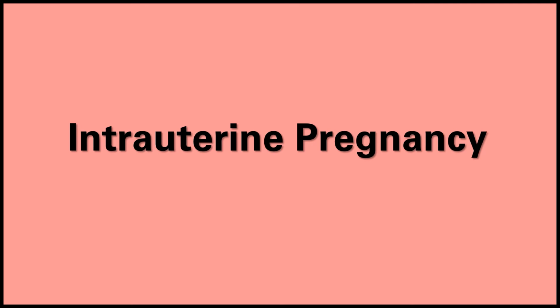And lastly, a quick review on the stages of labor. The first stage is defined as the onset of labor until the patient is fully dilated to 10 centimeters. The second stage is from full dilation to the birth of the baby. And the third stage is after baby is born until the delivery of the placenta.